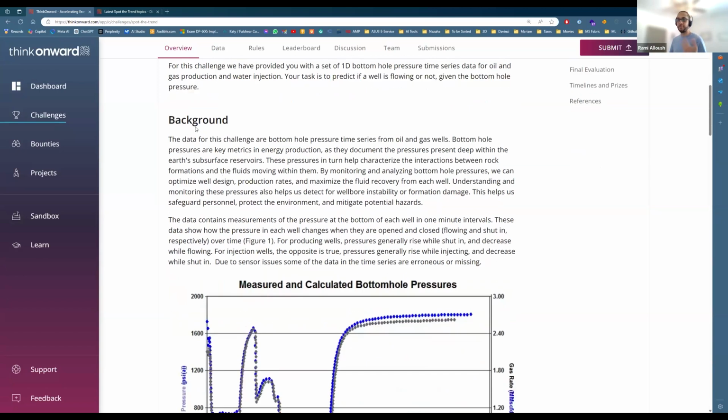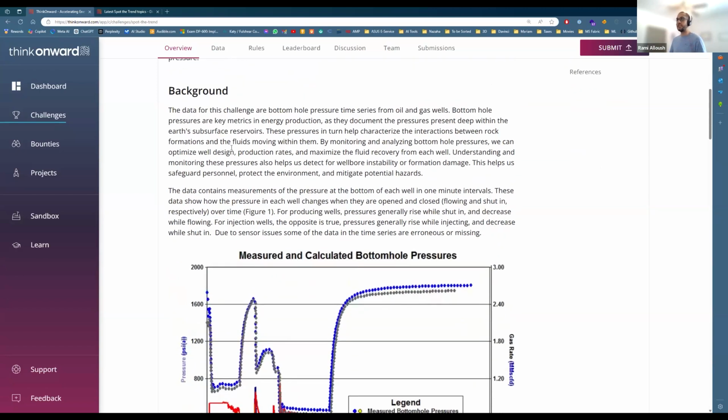Okay, let's learn about the background. The data for this challenge are bottom hole pressure time series from oil and gas wells. Bottom hole pressures are key metrics in energy production as they document the pressure present deep within the Earth's subsurface reservoirs. These pressures in turn help characterize the interactions between rock formations and fluids moving within them. Of course, computer scientists and other non-petroleum engineer individuals will be looking at it and they don't understand.